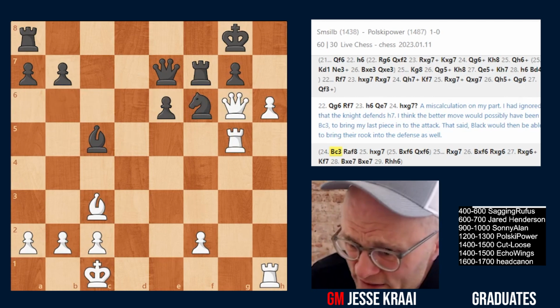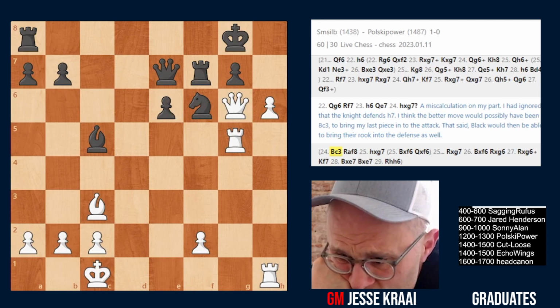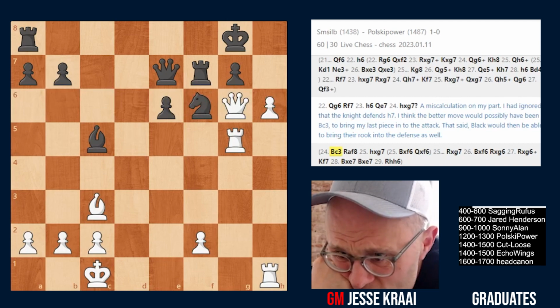Now, I assume what you're saying is that after bishop c3, you think the position is winning. And maybe it is, but it's still really complicated. For me, anyways. I'll just say it's really complicated for me. And he's got several moves here besides rook f8.